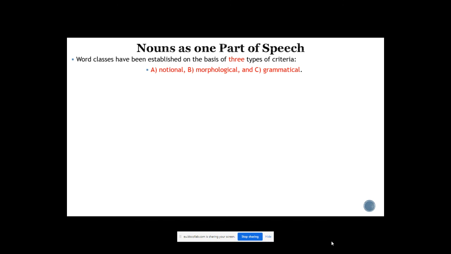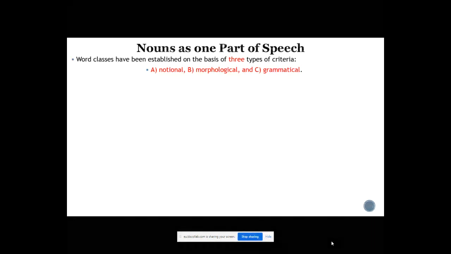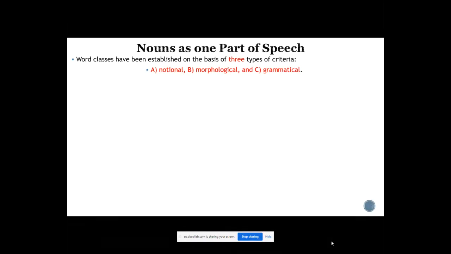For example, yes, please. Any question? Okay, simply because grammarians believe that they behave in the same grammatical way.